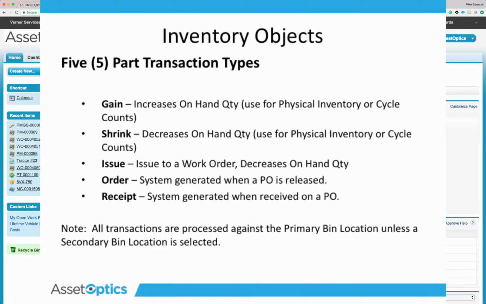Those get directly entered from PO line items, and it's something to note that all the transactions are processed against the primary bin location unless you specify a secondary bin location. Another key thing to note is that when you receive stock item inventory off of a purchase order, it is received into the primary bin location and only the primary bin location. If you need to store it into a secondary bin location, then you do have to perform a bin location move.